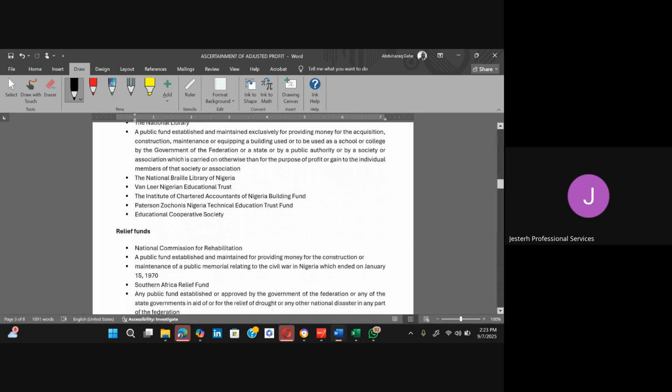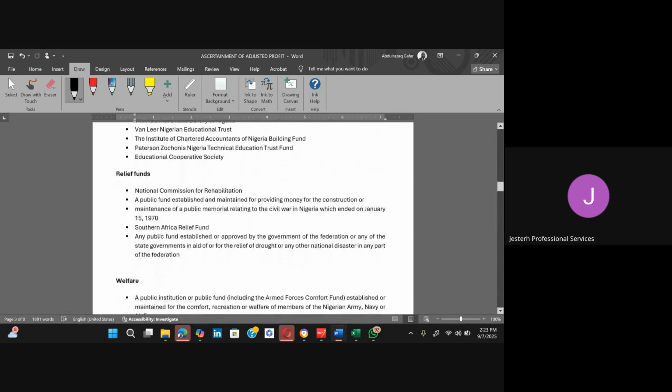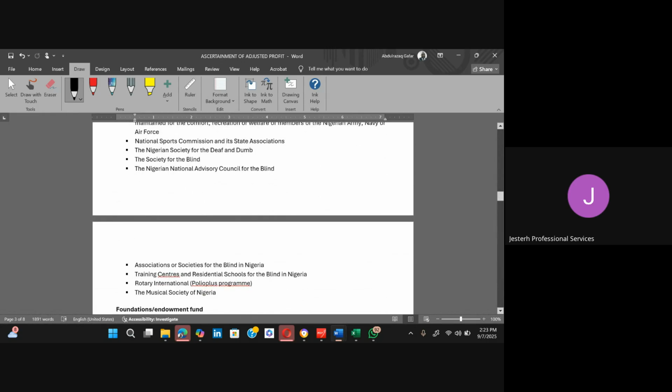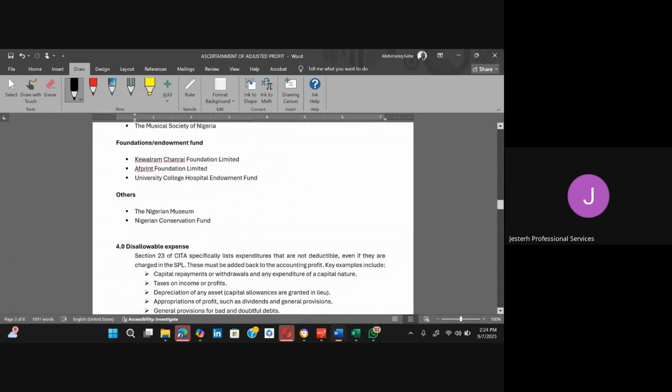Then we also have the National Braille Library of Nigeria. So we have all these bodies that are listed in the tax act, that whatever profit they make will be exempted. Or if we also donate to any of these bodies, because the majority of these bodies are established by an act, any donation that we make to these bodies will be exempted. So they will be tax deductible rather.